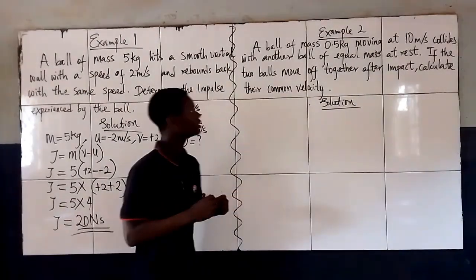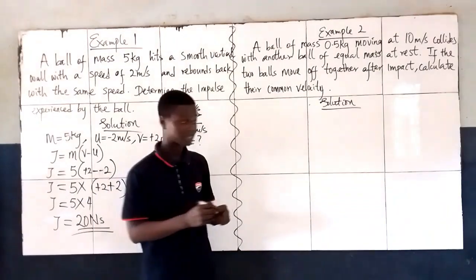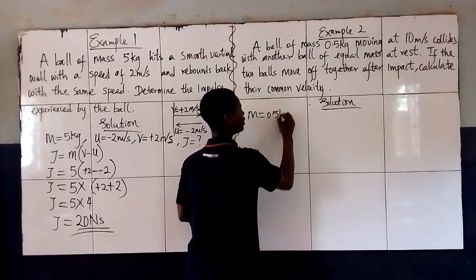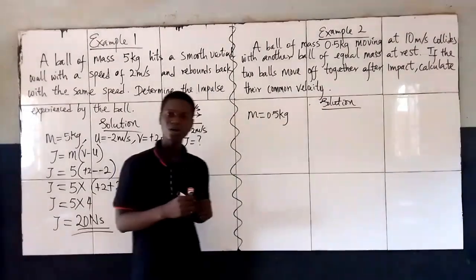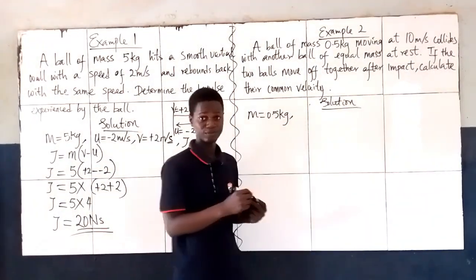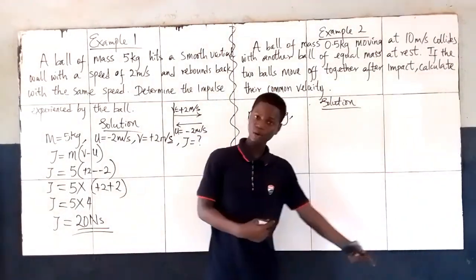It reads, a ball of mass 0.5 kilogram. That's mass, so we come here, right? M equals 0.5 kg, and kilogram is the standard unit, so there's no need to convert. What else was given? Moving at 10 meters per second.